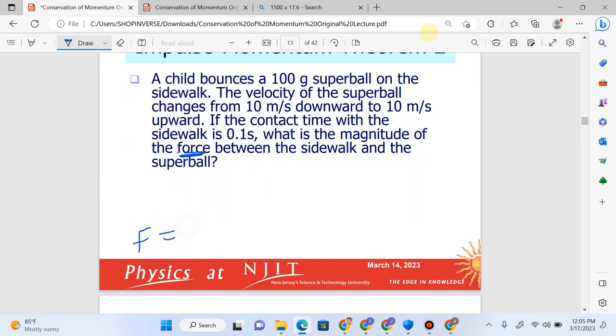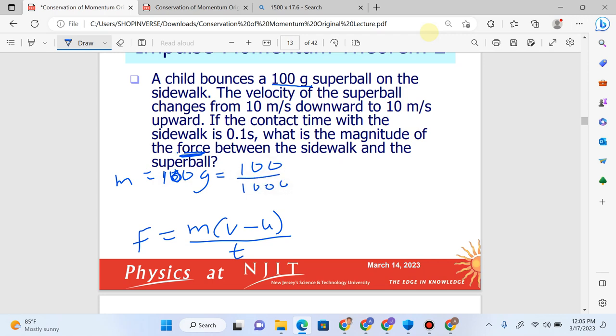Force equals mass times V minus U over T. Yes, that's change in momentum divided by time. Okay, now let's write out our variables. Number one, we have the mass. This gram shows that this is the mass, so our mass is 100 grams. But we don't use gram, we use kilogram as the SI unit of mass. So you convert gram to kilogram, that will be 100 divided by 1000. That's how you convert from gram to kilogram.